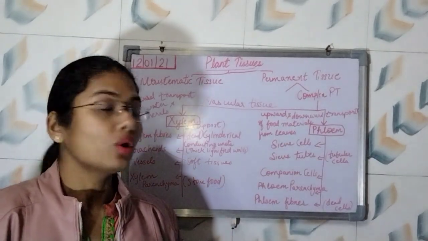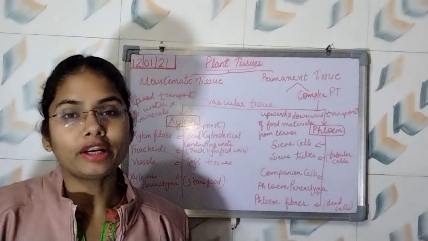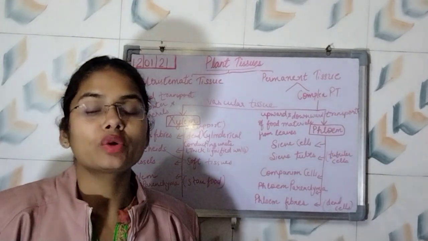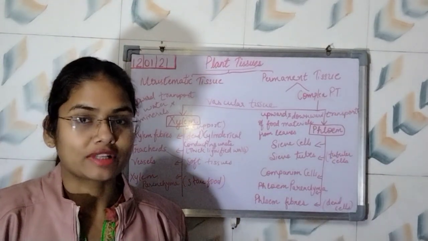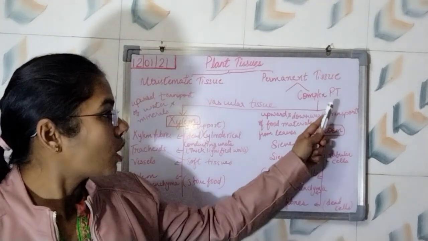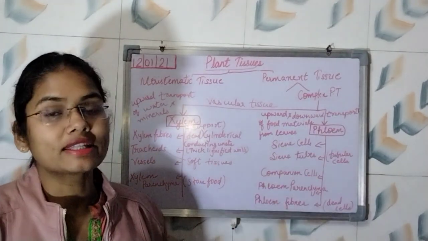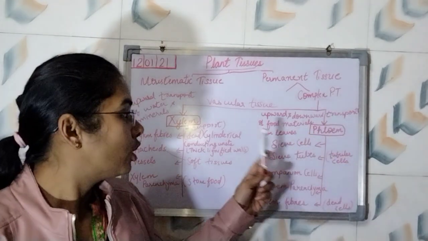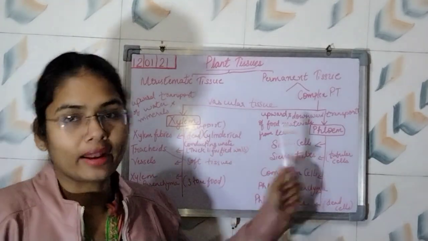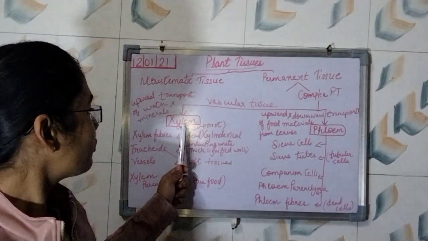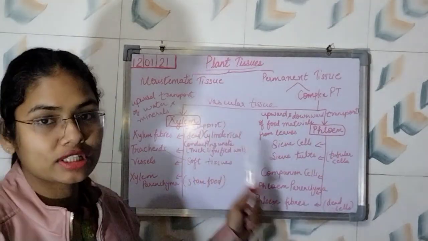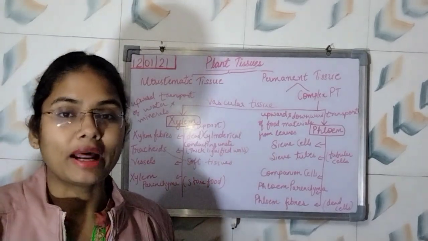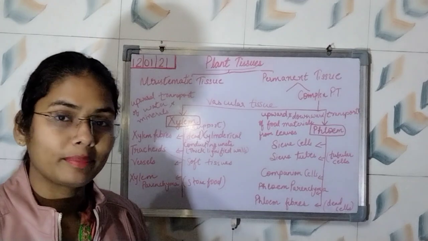Okay students? So as we know, the simple permanent tissue is made up of the same type of cells, right? But this complex permanent tissue is made up of more than one type of cells, right? And this complex permanent tissue is of two types, xylem and phloem, right? So broadly it is of xylem and phloem, and these two tissues, xylem and phloem, they constitute what? They constitute vascular tissue of the plants, or we can say vascular bundle of the plant.